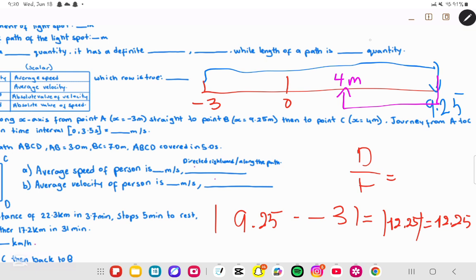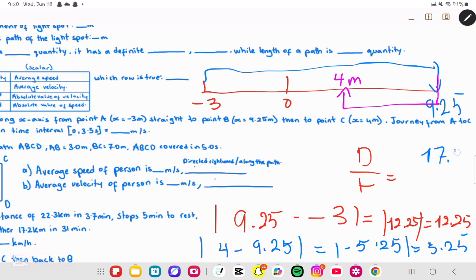For the second phase, which is from B to C, it is the absolute value of 4 minus 9.25. So it's the absolute value of minus 5.25, so it's 5.25. Add them together, so it's 12.25 plus 5.25. You will get that the total distance traveled was 17.5 meters.